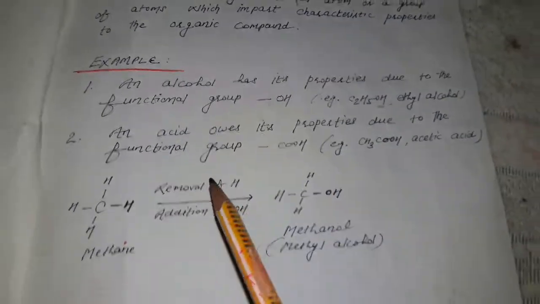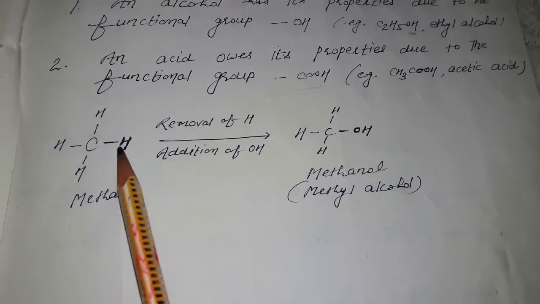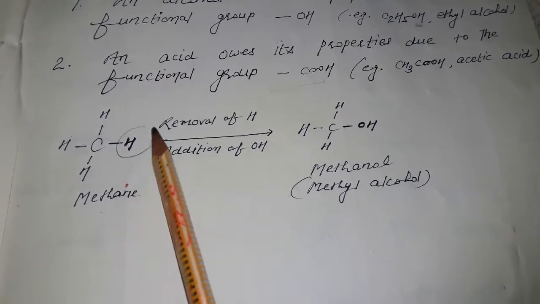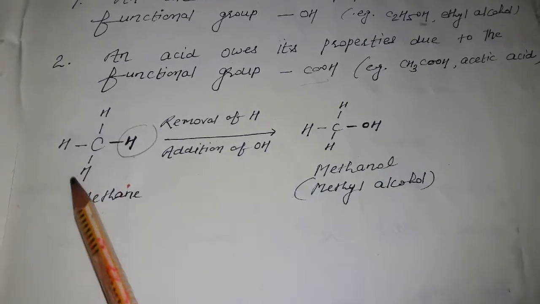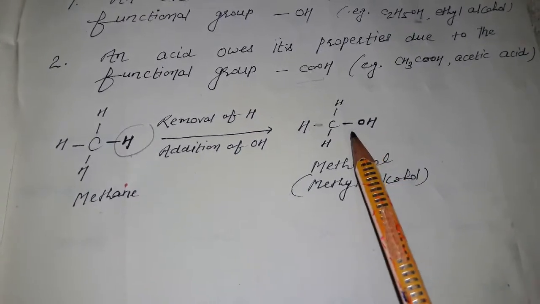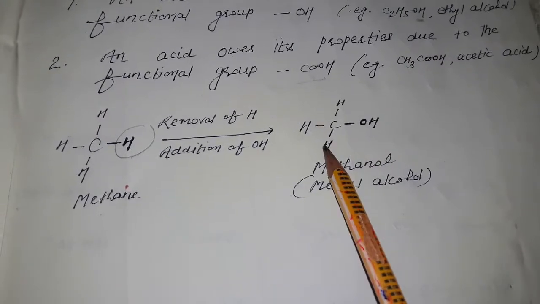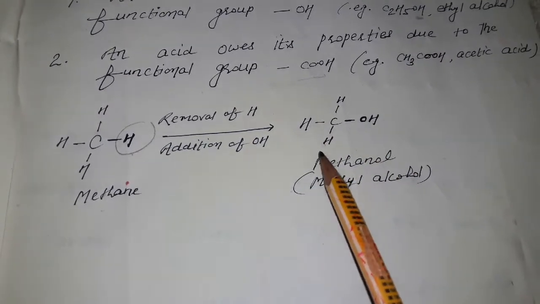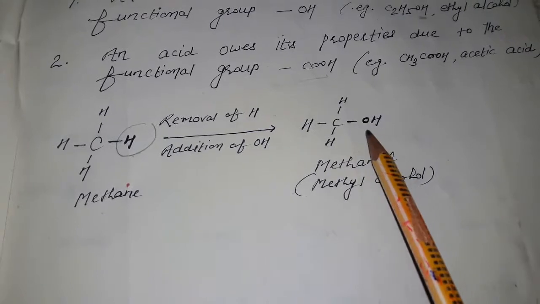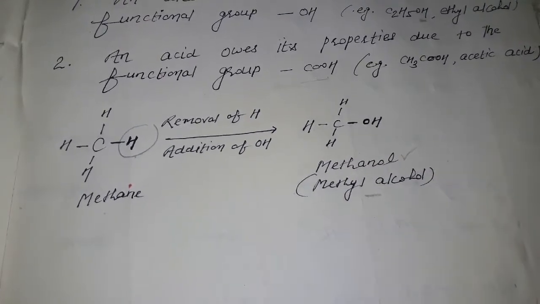We can understand this in a simple way: this is methane, and after removal of hydrogen, this is the methyl part. In place of hydrogen, addition of OH gives a derivative of the alkane methane. So we can say methanol, or simply methyl alcohol. This is the common name and this is the IUPAC name.